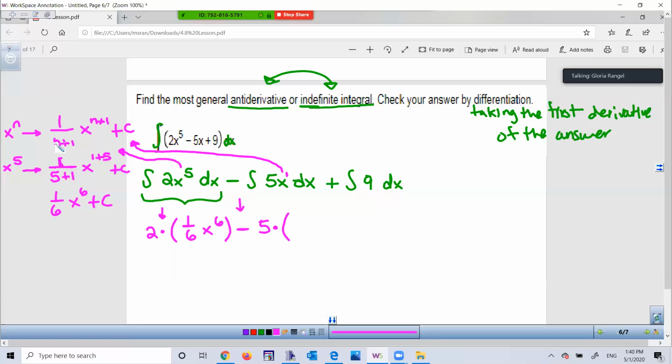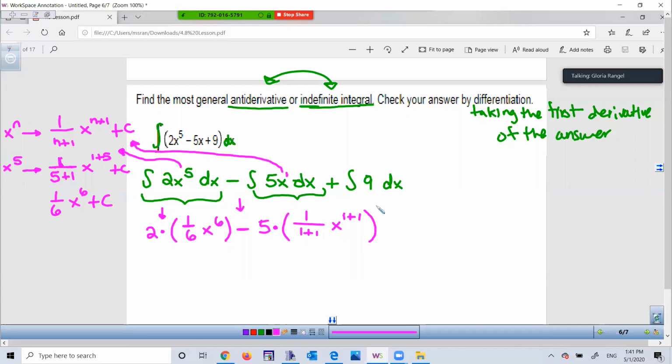So the formula says 1 over n plus 1. What's my n? It's a 1. So 1 over 1 plus 1 times x raised to the n plus 1. What's the n? It's a 1. So 1 plus 1. Plus the c, obviously. But I'm telling you, we're not going to be putting the c right now until the final answer. So the simplification of all this is what's going to be the integration or the antiderivative for this one.